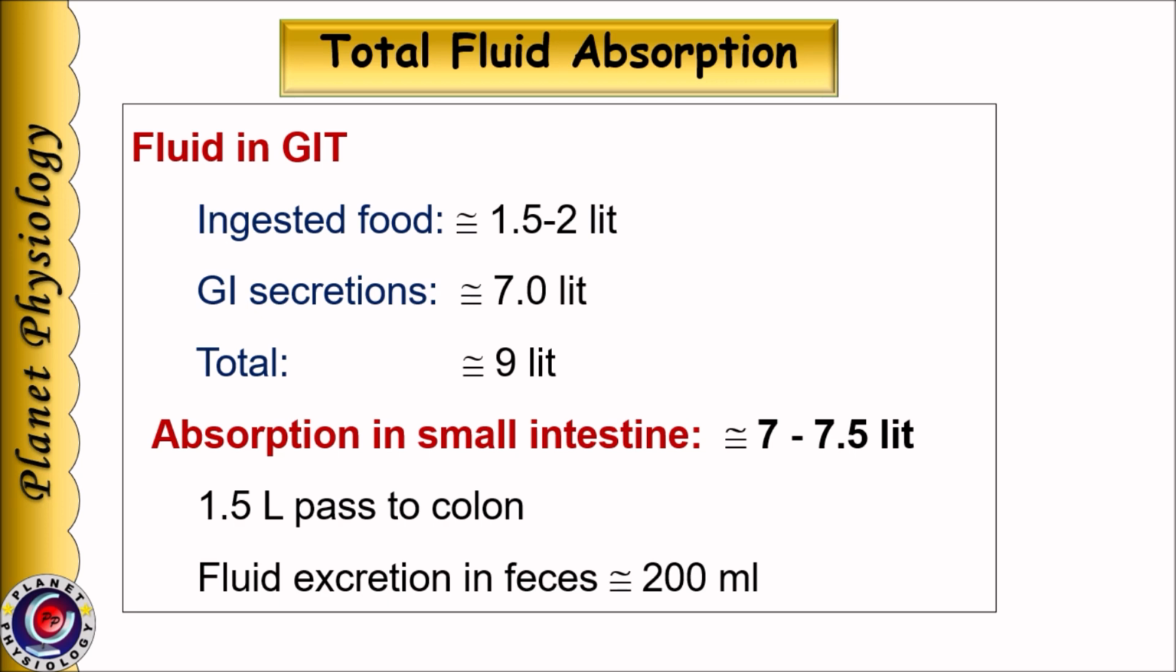Out of these 9 liters, 7 to 7.5 liters of fluid is absorbed in the small intestine and 1.5 liters passes to the colon. The colon further absorbs water and only about 200 ml of fluid is excreted in feces. Whatever the fluid load over the GIT, 98% of that fluid is absorbed in various parts of the GIT and just 2% is excreted in the form of feces.